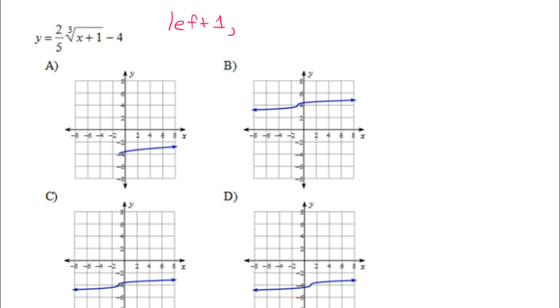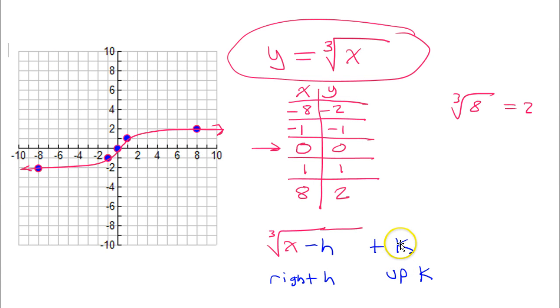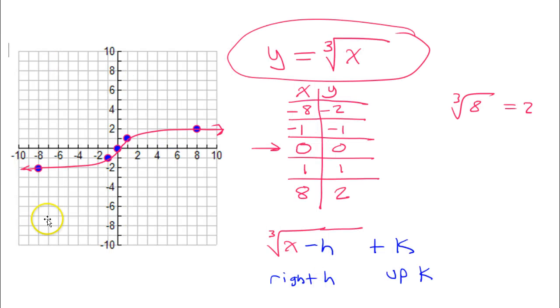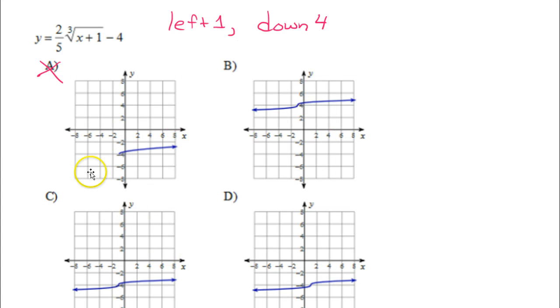Okay, now how about the minus 4? Now remember, a number on the end is either going to be up or down. But this one works more like you would normally think. Positive is up, negative would be down. So this is minus 4, so that's negative, so that's going to be down 4. So let's see if that's enough to narrow it down to our final answer. Otherwise, we'll have to look at the 2/5 here, which is a vertical compression, but we might not need it. First of all, A is out because it's not even forming a complete wave like this. All right, it's only doing half of a wave.